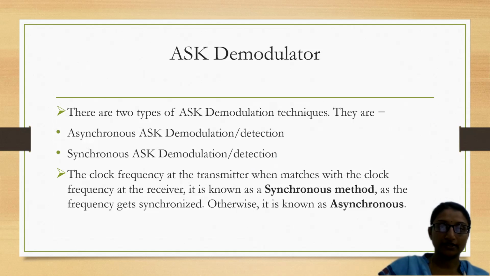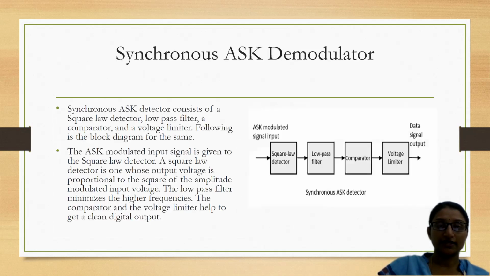And this is the ASK demodulator. In demodulation, we have two techniques, synchronous and asynchronous. Let us have a glance at the synchronous ASK demodulator once again. So block diagrams are very important in ADC. So have a glance. The ASK demodulator consists of a square law detector, low pass filter, comparator, and voltage.